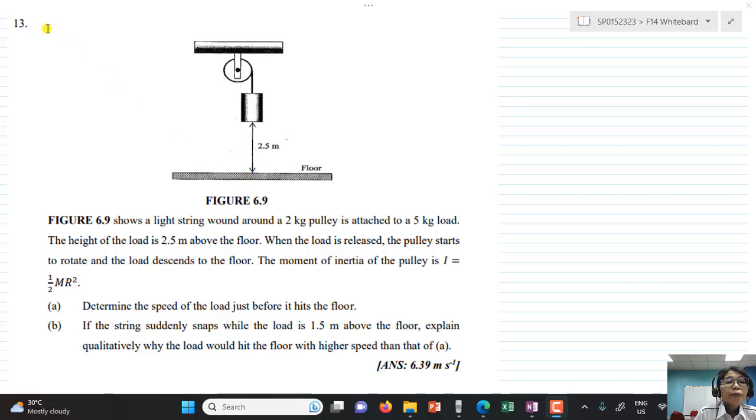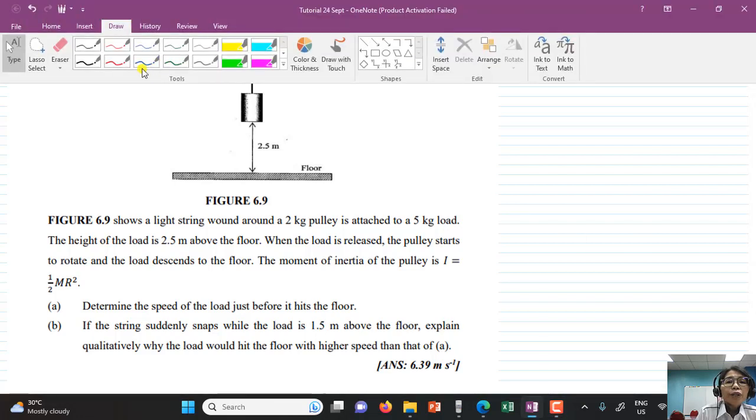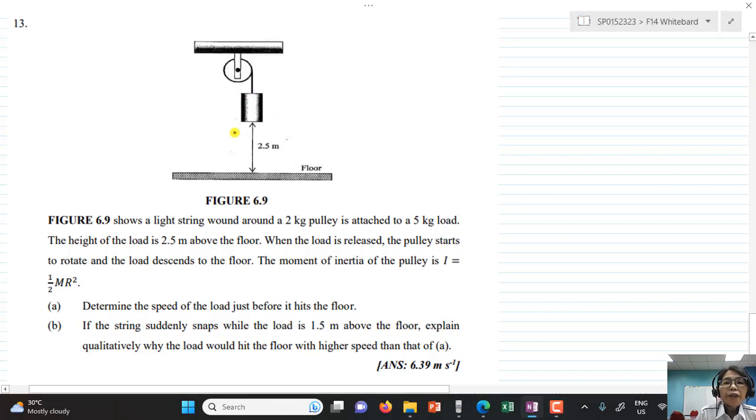So class, for question 13, we are given figure 6.9 whereby we have a light string. We move around a 2 kg pulley which is attached to a 5 kg load. So the height of the load is 2.5 meter above the floor.